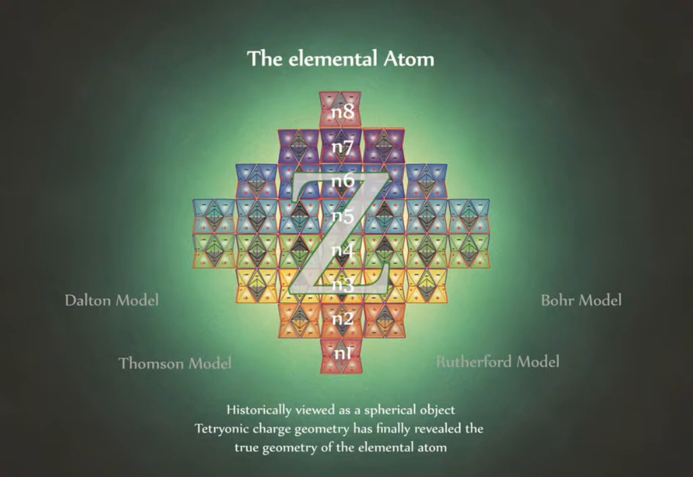Welcome to Tetryonics. In this lecture we'll be covering the quantum geometry of the mass energies of all spectral lines. That is the colors or the photons that are emitted from electrons as they transition within the atomic nuclei.